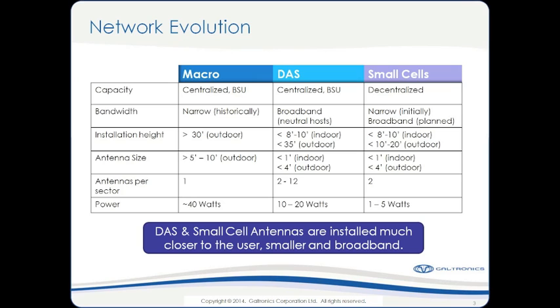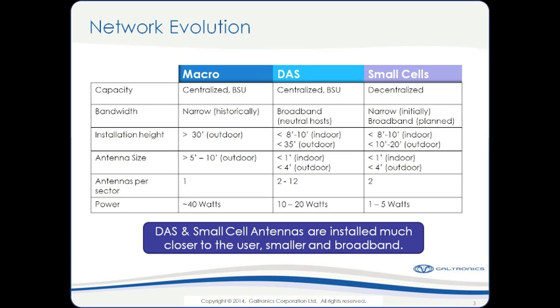Other differences between macro are in terms of how high the antennas are actually installed. So for macro networks, we see antennas installed much greater than 30 feet. These are mounted on top of towers. They're mounted on the sides of multi-story buildings. They're very far from the user. And as a consequence, you're able to install quite large antennas on the order of 5 to 10 feet in length that give very good performance.